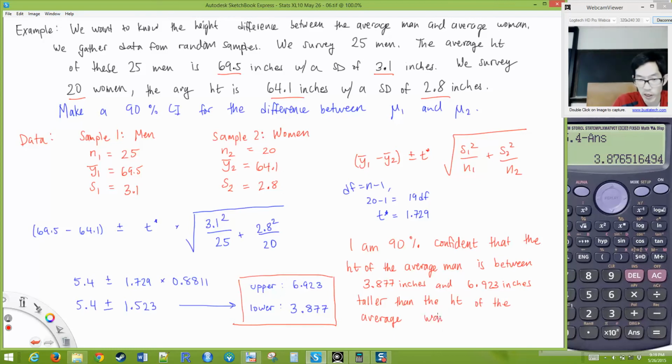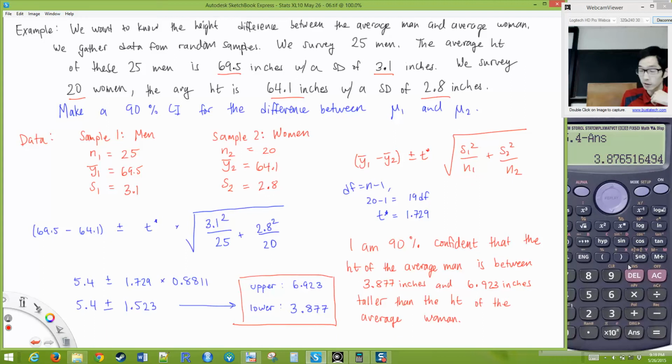Okay? So I am not making a confidence interval about men in general or women in general, but the height difference between men and women. So I'm saying if you took the average height of men and the average height of women, I'm 90% confident that the average height of all men is between 3.877 inches and 6.923 inches taller than the average height of women.